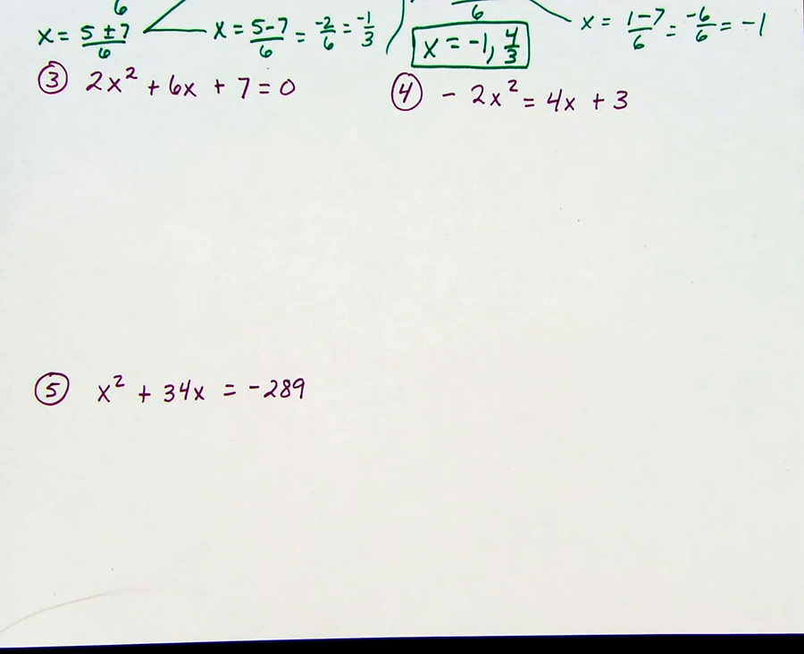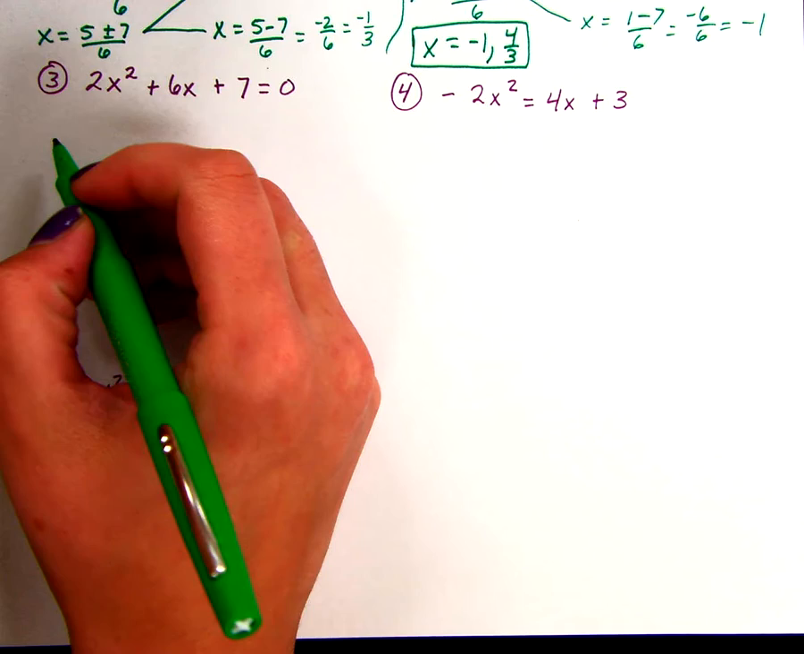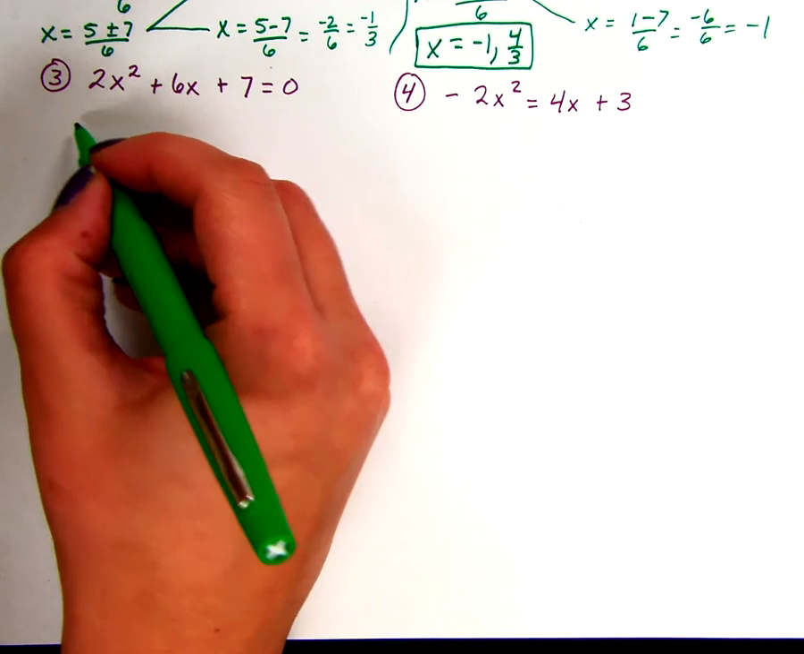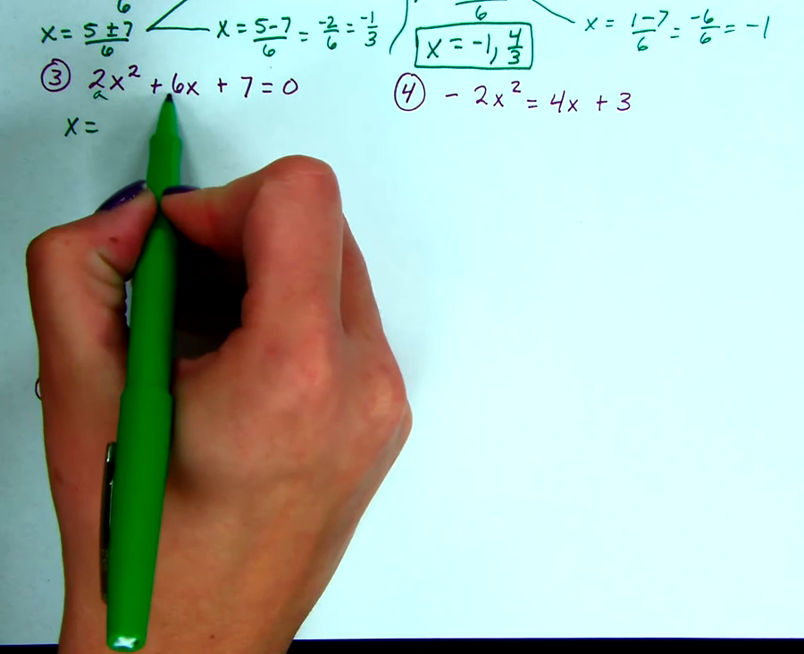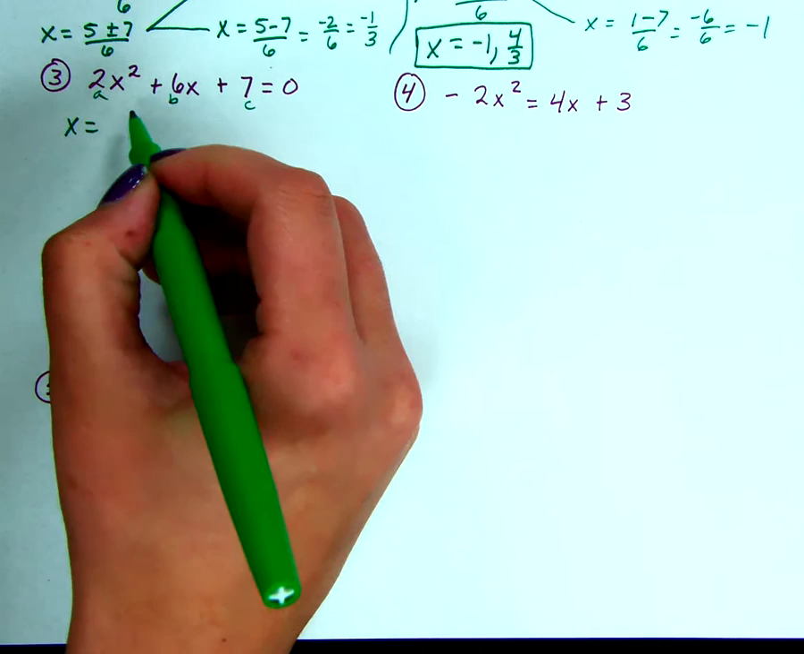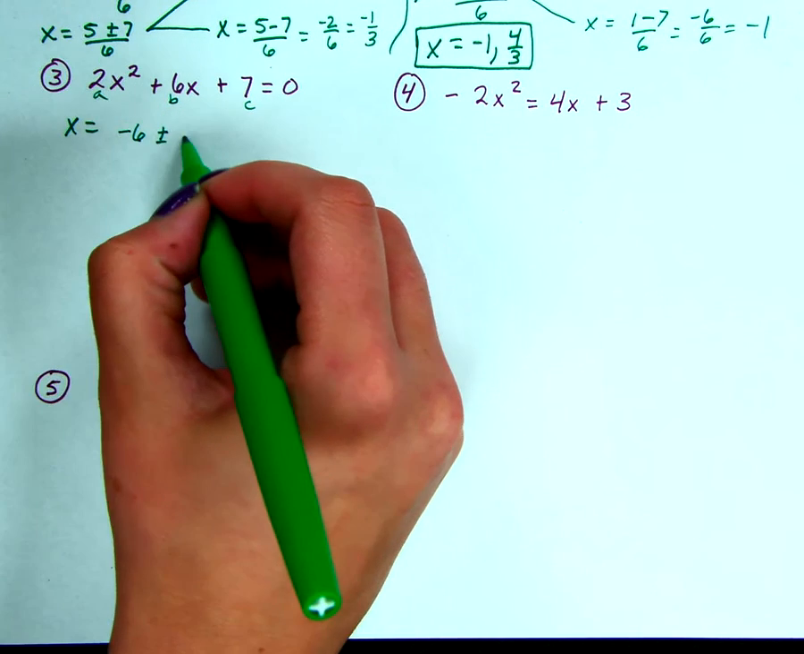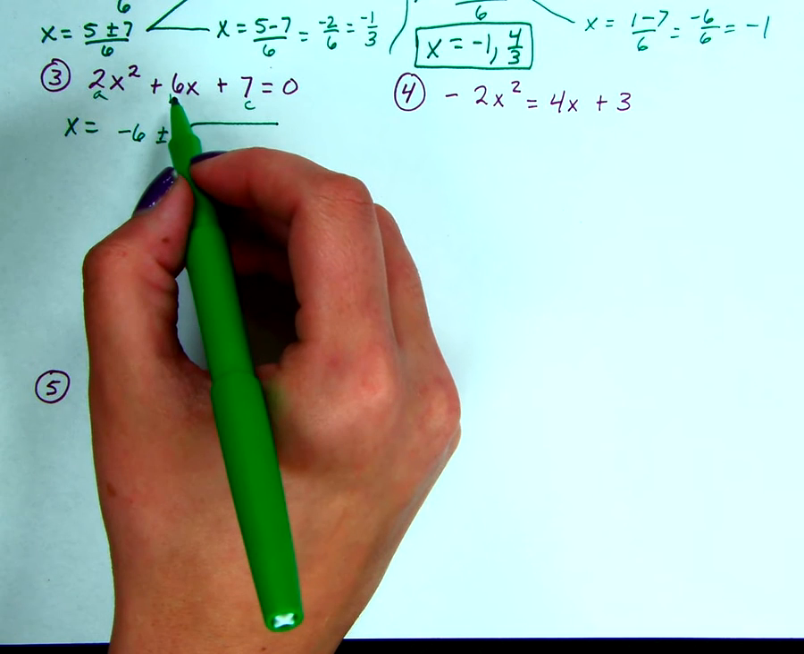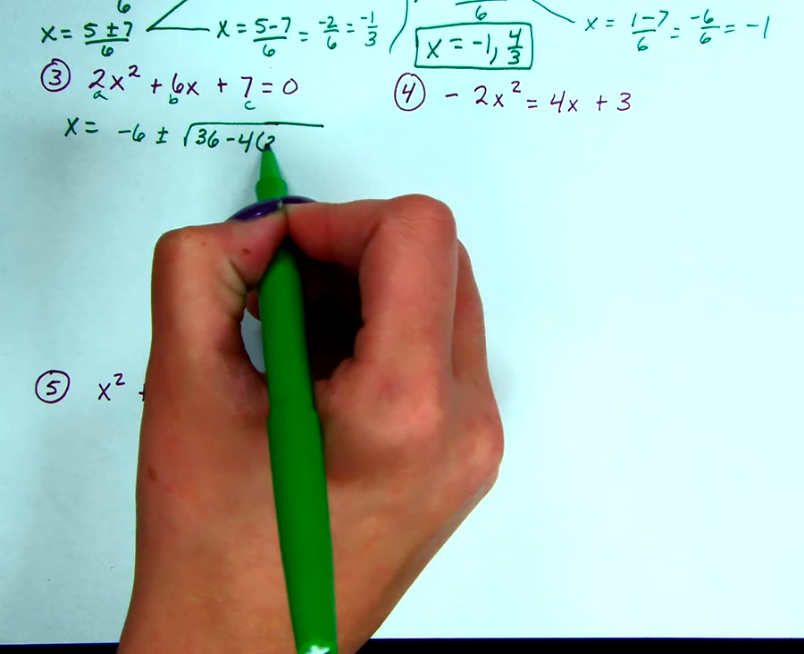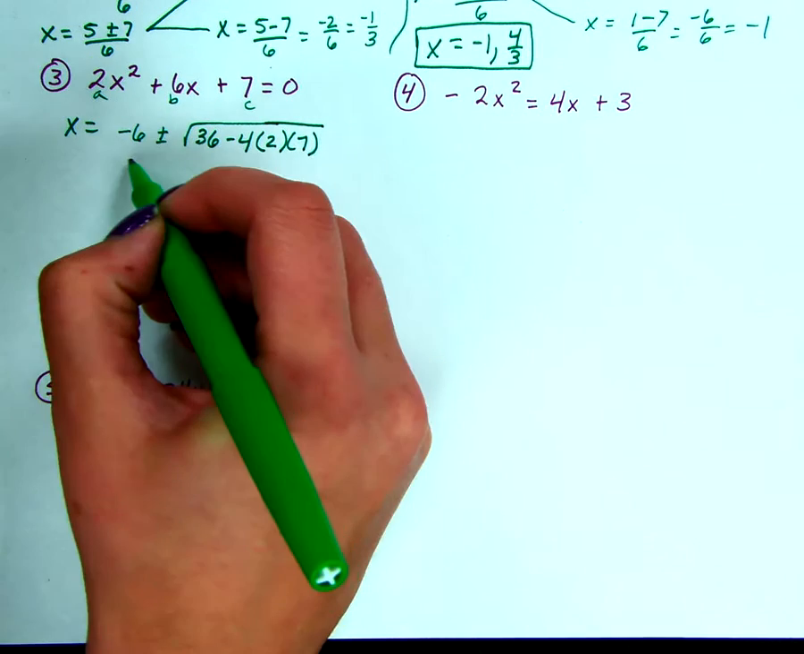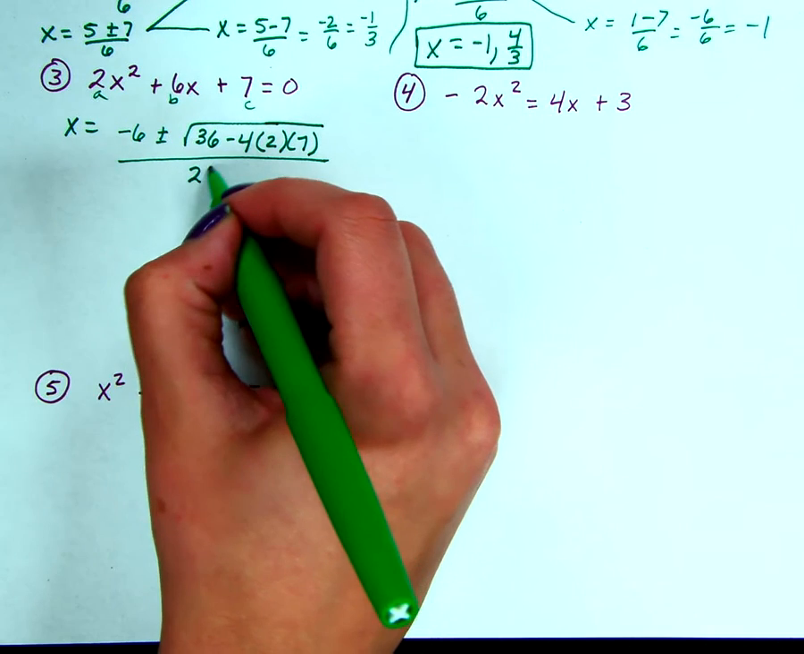All right, so our next example, it's already set up for us, so I don't need to worry about moving anything across the equal sign. So we can go right into the quadratic formula. So x equals the opposite of b. So again, 2 is a, 6 is b, 7 is c. So we have negative 6 plus minus the square root of 6 squared, so that's 36, minus 4 times a, so that's 2, times 7, all divided by 2 times a, so 2 times 2.